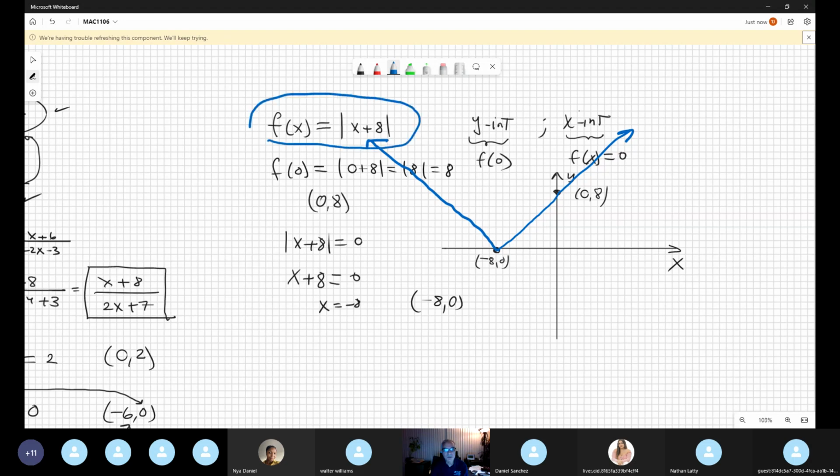The y-intercept is the point in which the function crosses the y-axis, and the x-intercept is the point in which the function, in this case, does not touch the x-axis. Cool?